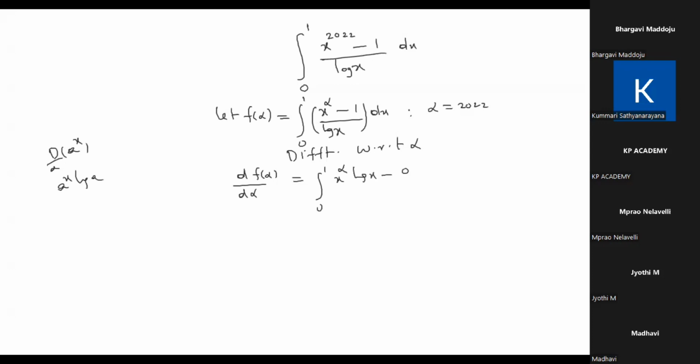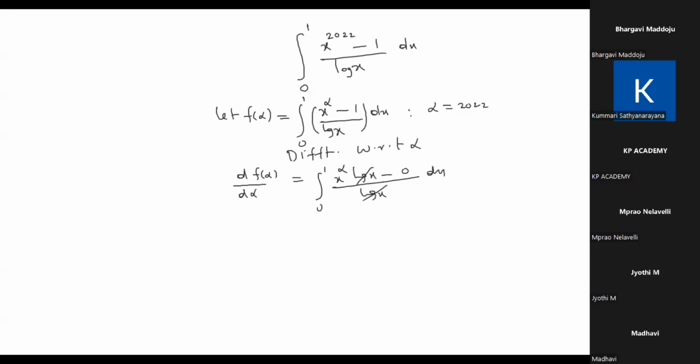See, log x cancels. The derivative d by dx of a power x is a power x log a. Now d by d alpha of a power alpha is a power alpha log a. Here a is x. So the derivative of x power alpha is x power alpha log x. Therefore, log x is gone.